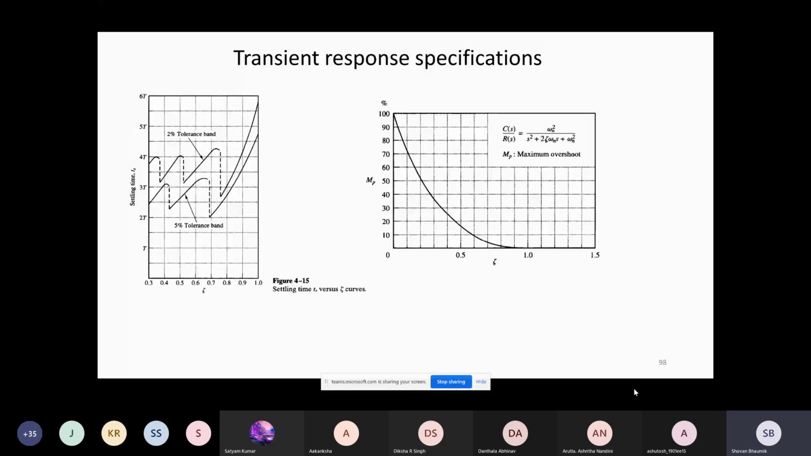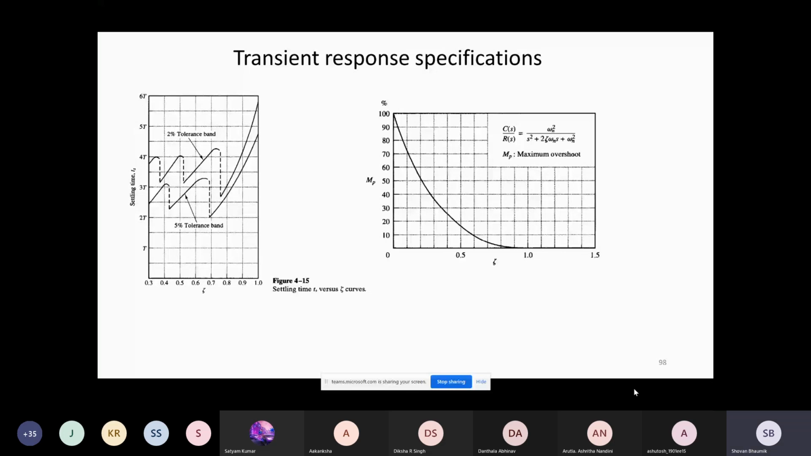So this is how, with the zeta curve, as zeta increases, peak overshoot decreases rapidly, and for zeta near 1, let's say 0.9 or so, there is very small peak overshoot, almost none. When zeta is 1 and beyond, there is no question of peak overshoot because the output response will not go beyond the steady state, so the peak overshoot will be 0. So this is the curve.